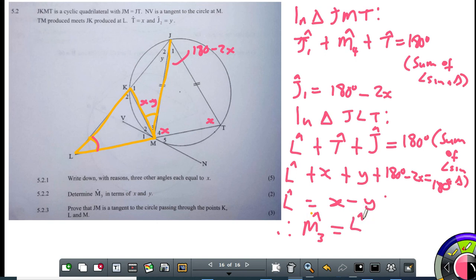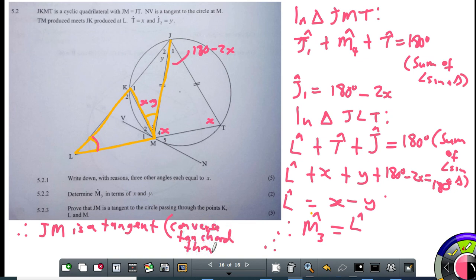Okay? Since those two angles are equal, we can now say therefore, right? Please be careful here now. Therefore, JM is a tangent. Okay, let me write that somewhere here. Therefore, JM is a tangent. Your reason would be converse tan chord theorem. Okay, converse tan chord theorem. Then you can smile. Okay.